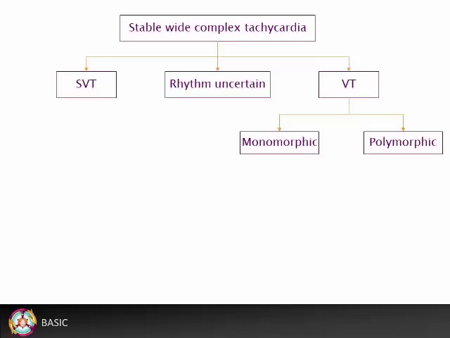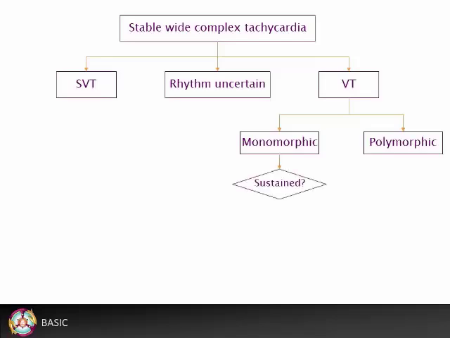If you think it is VT, then look at the complexes and check whether they are all the same, i.e. monomorphic, or vary from beat to beat, i.e. polymorphic. In practice, you are unlikely to see a patient with stable polymorphic VT, as polymorphic VT rapidly becomes unstable. As I've already discussed polymorphic VT, I will not go through the treatment again now.